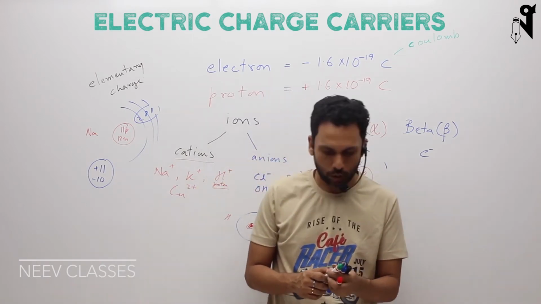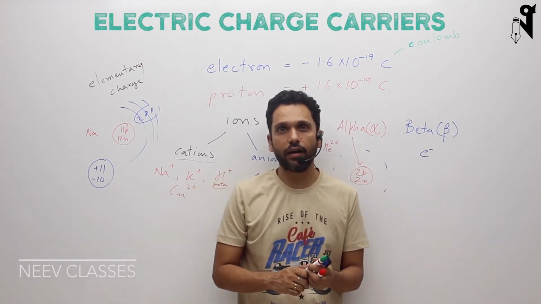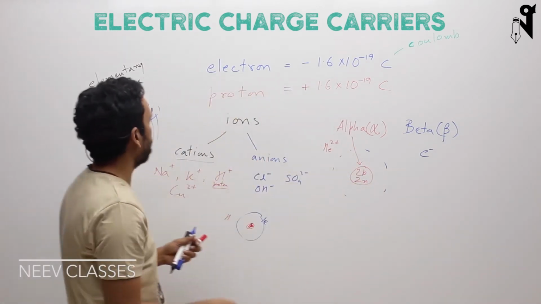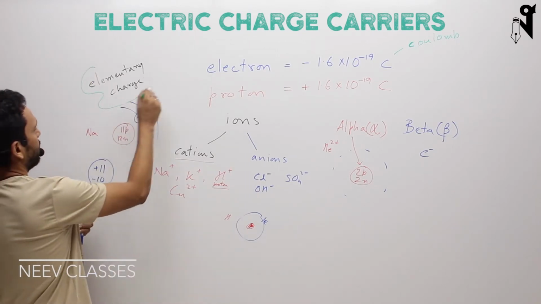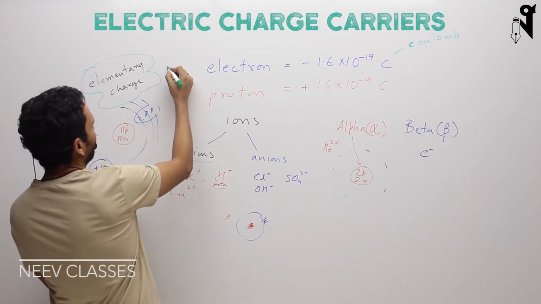So let us come to the word electric current. I hope you have noted down this thing. Elementary charge, by the way, is called E.